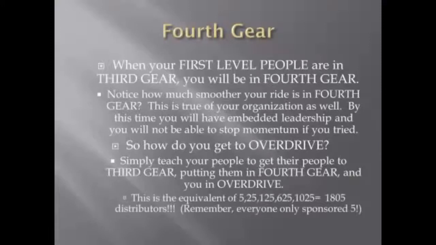So this is the equivalent of 5 on your first level, 25 on your second level, 125 on your third level, 625 on your fourth level, and 1025 on your fifth level. So all you have to do is drive 5 people 5 levels deep, and you've got 1,805 distributors, which will get you to financial freedom in most cases. And remember, everyone only sponsored 5 people. It's not any more difficult than sponsoring 5 and teaching.